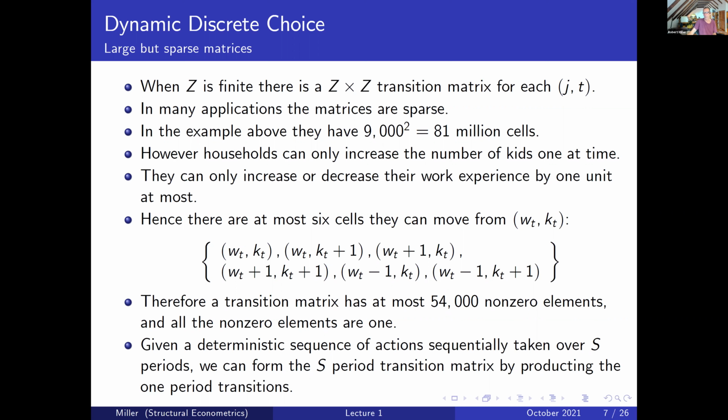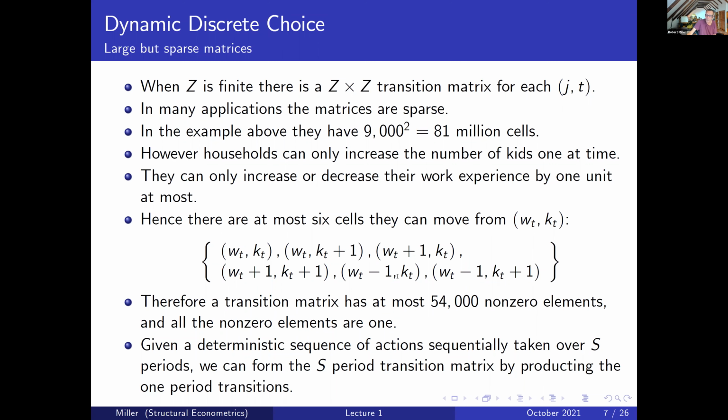That's a, well, so in this setup, there are at most 54,000 non-zero elements, and all the non-zero elements are 1. Okay, so that's a very much different, you know, compare 81 million with that. So in this setup, it is fairly easy, very easy, to work out the transition matrix for what goes on as you go from one period to the next.